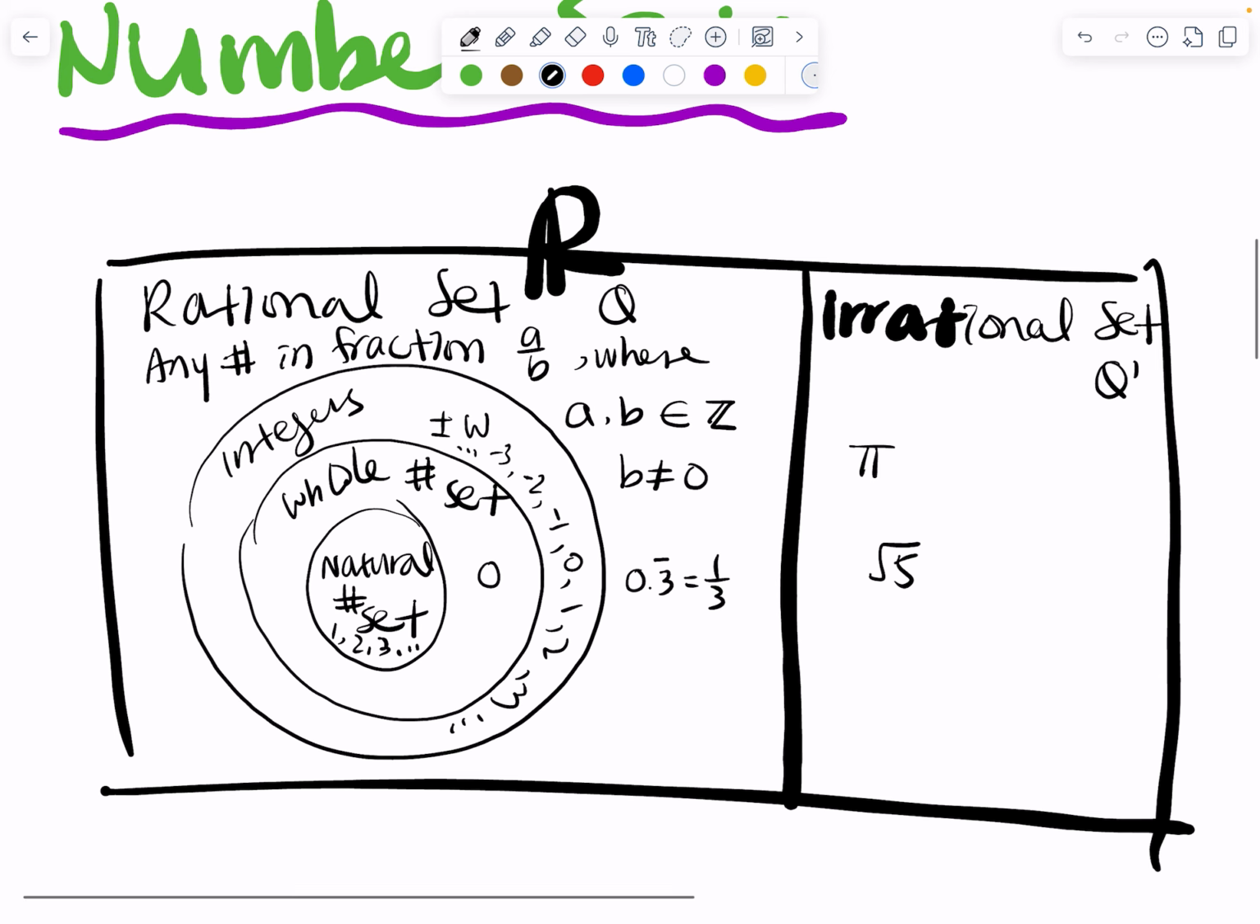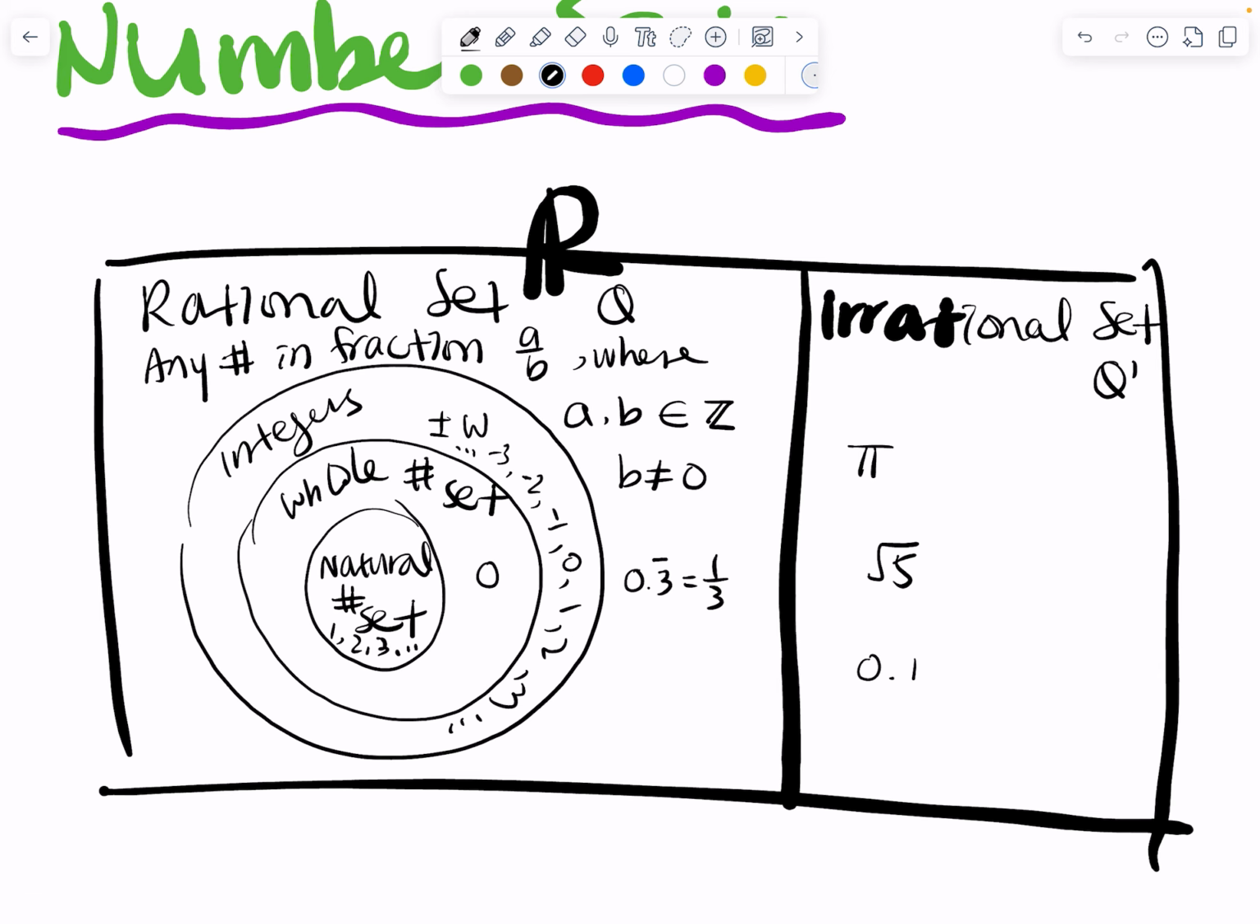Let me make up a pattern: 1, 2, 1, 2, 3, 1, 2, 3, 4. You see there's a pattern, right? Just because there's a pattern doesn't mean the number is rational, simply because it cannot be written in fraction form. So that's clear, right, guys?